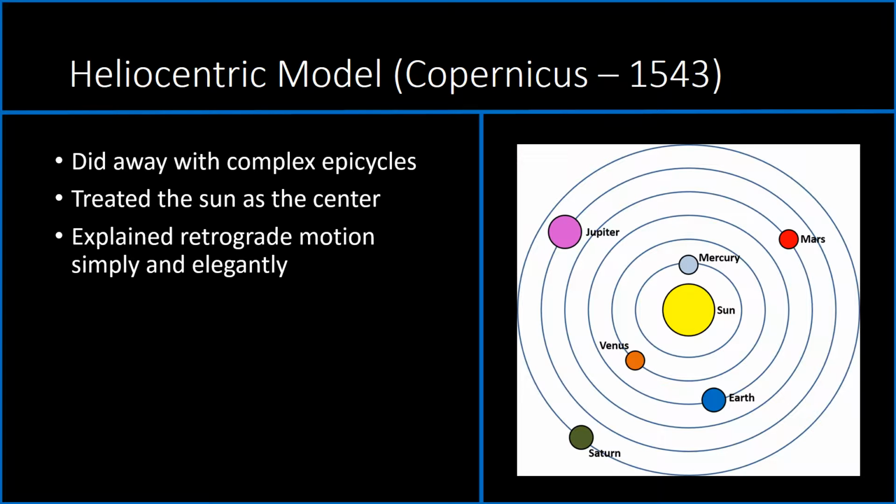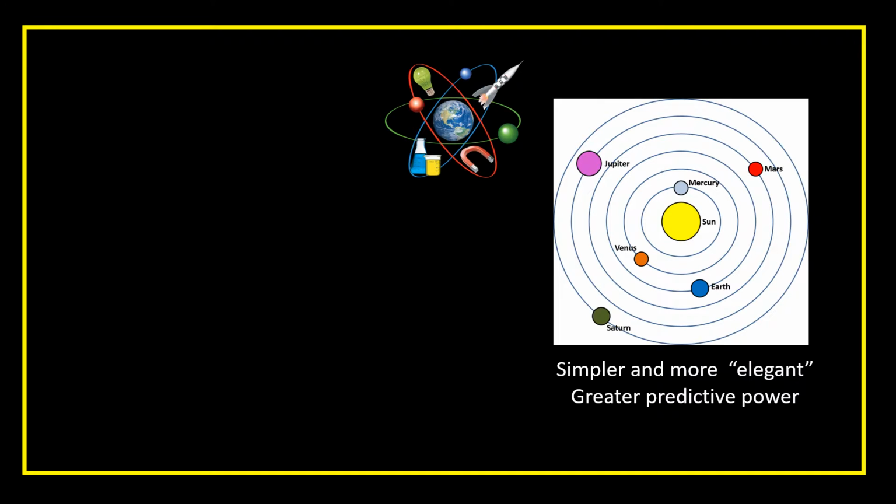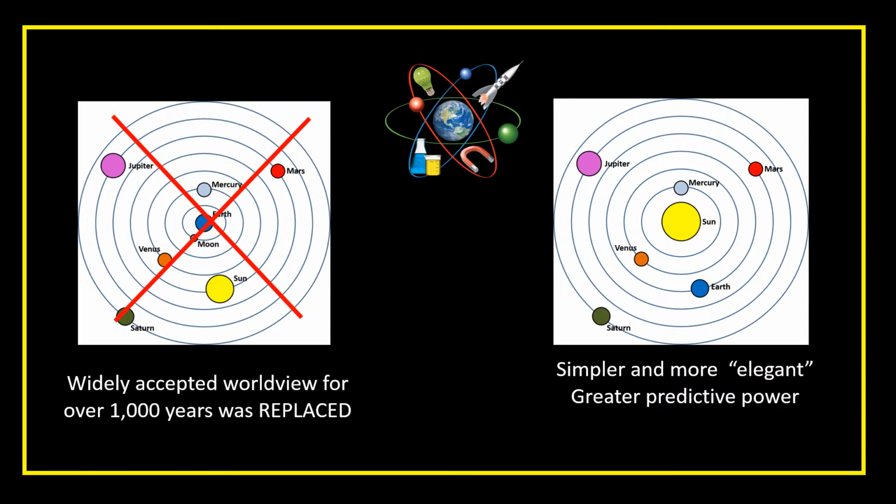The mysterious retrograde motion was simply and elegantly explained by planets near the Sun periodically overtaking the planets further away from the Sun. The Earth's rotation on its axis and its orbit around the Sun explained the motion of the fixed stars, the gradual changing of the visible constellations throughout the year, and when coupled with the tilt of its axis, the seasons. This new model, with its greater predictive power, replaced the previous theory, which had been widely accepted for over 1,000 years. In the end, though, Copernicus's heliocentric model wasn't true either, only perhaps more nearly true.